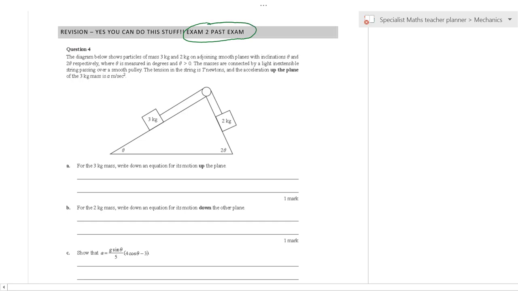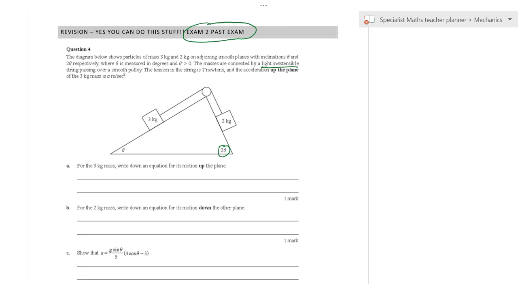The diagram below shows particles of mass 3 and 2 kilograms joining a smooth plane, with the inclinations theta and 2 theta. So of course the angle here is twice the angle over there. Theta is measured in degrees, the masses are connected by a light inextensible string, they'll always say that, and with a smooth pulley. The smooth pulley just means that there's no friction in the pulley. The tension of the string is T newtons, so be very careful.